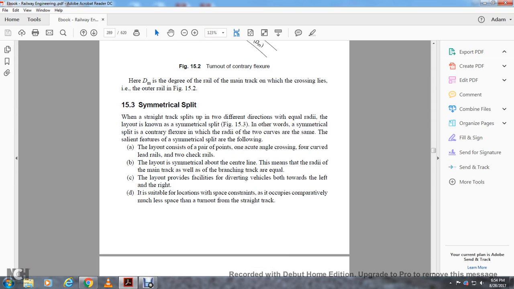Or a symmetrical split. The straight track is split in two different directions with equal radii, a layout known as the symmetrical split. In other words, it is symmetrically split with contrary flexure of the radii, and the two curves are the same.